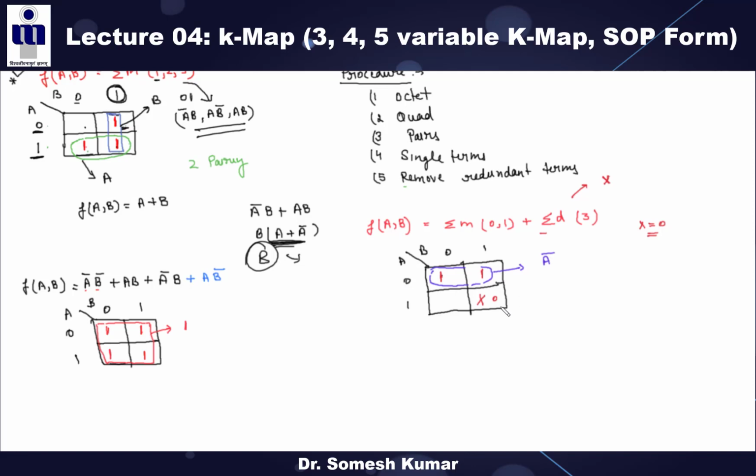Here, if I am taking x equal to 1, then this is also one pair. So the answer is A bar plus B. Which one is the minimized function? Only A bar or A bar plus B? Only A bar is minimum. So we have to take the x don't care as 0 in this case. Understand? That is when we take or when we ignore the don't care. Now I am giving the second example. Just a minute.